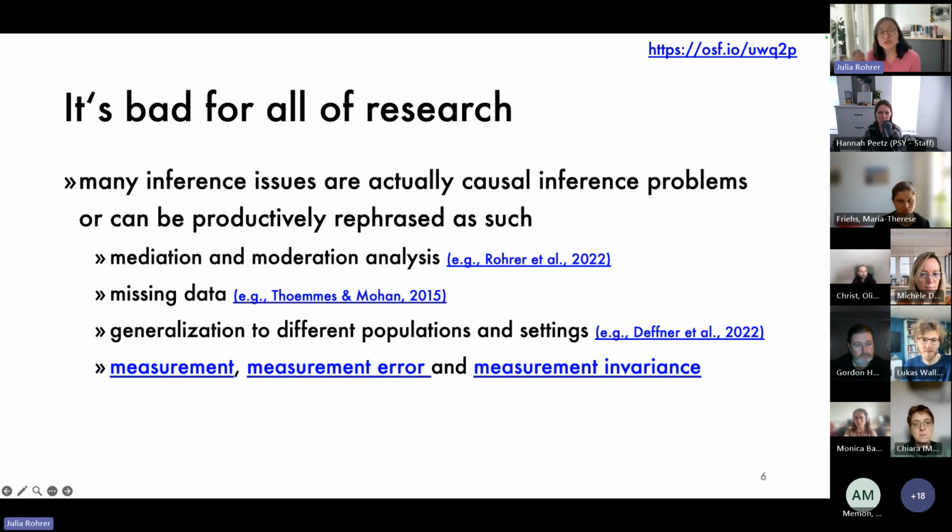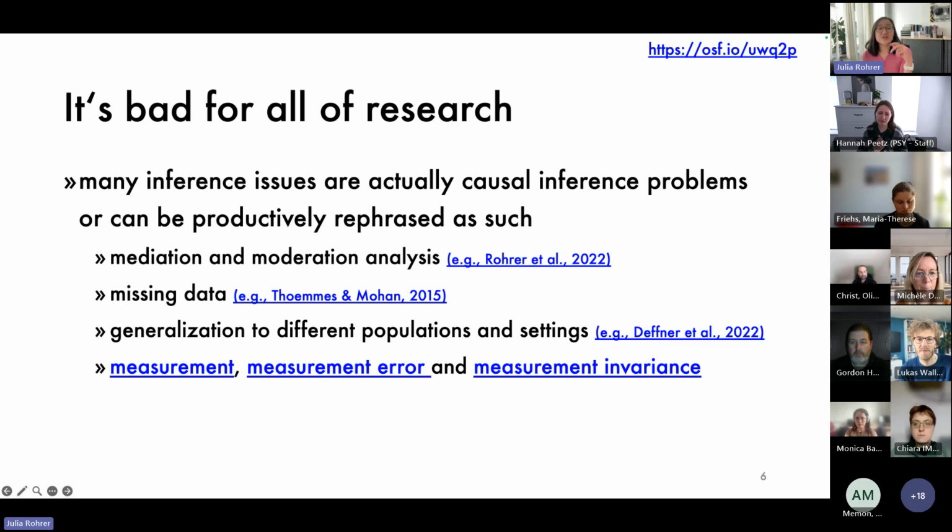And to just give you a few examples, I'm going to talk about mediation and moderation analysis today, but then there are also topics such as missing data, generalization to different populations or different settings, and the whole topic of measurement, which can also be rephrased as a causal inference problem. And so I have some resources on the slides that you can follow up with, and the slides are on the OSF.